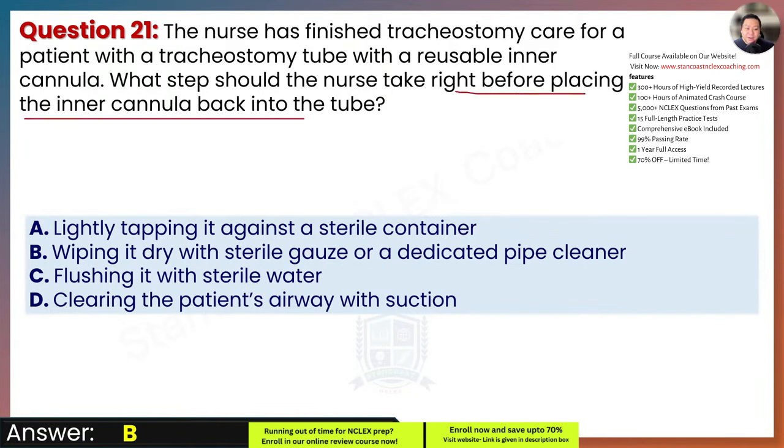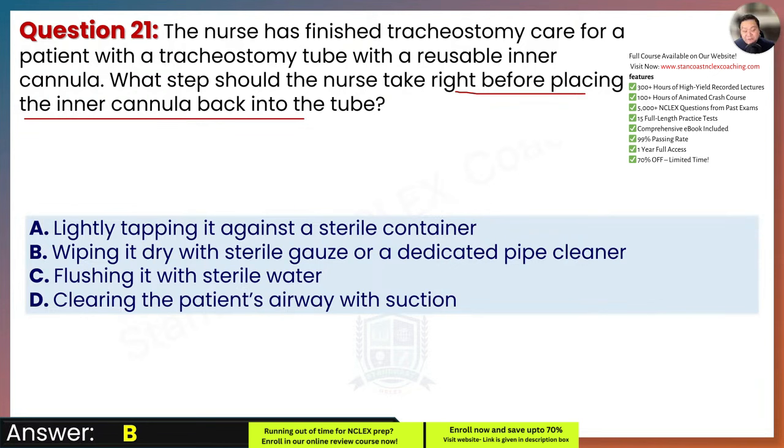That's the phrase right there. So this means we're looking for the very last step before reinsertion, and there's no other correct option than letter B. Okay? Wiping it dry with sterile gauze or a dedicated pipe cleaner. Because we are talking about tracheostomy, we are preventing complications when reintroducing the cannula.